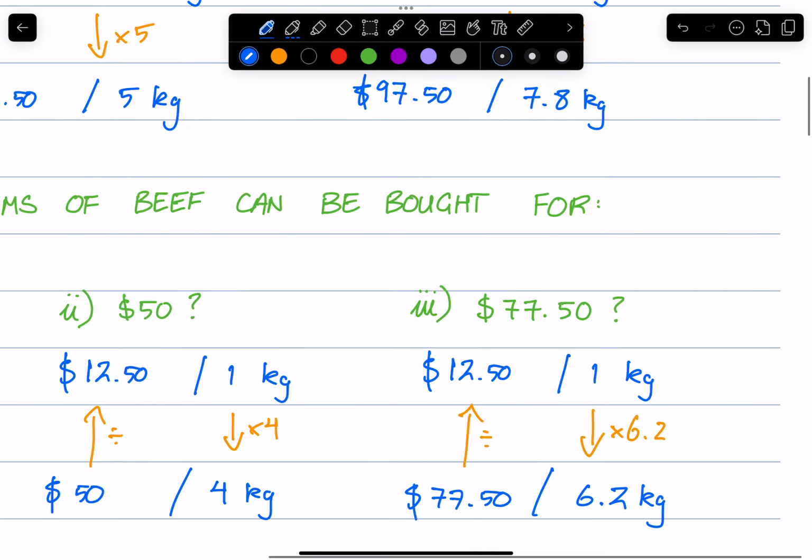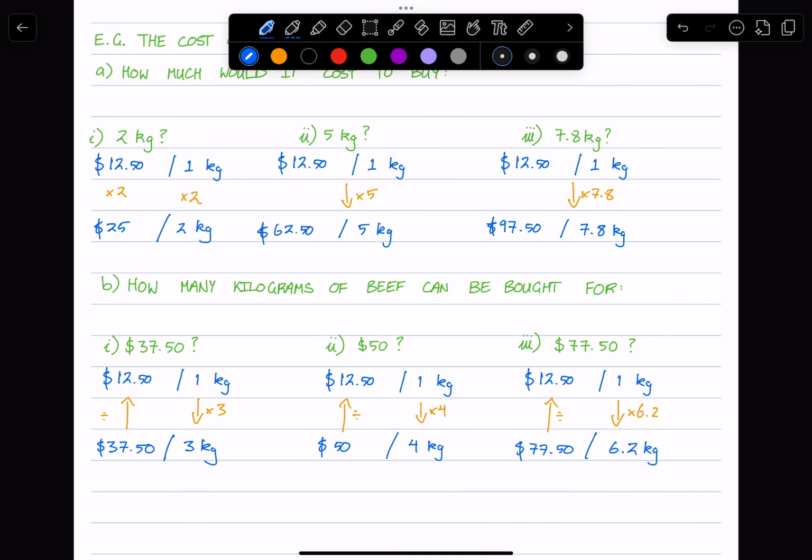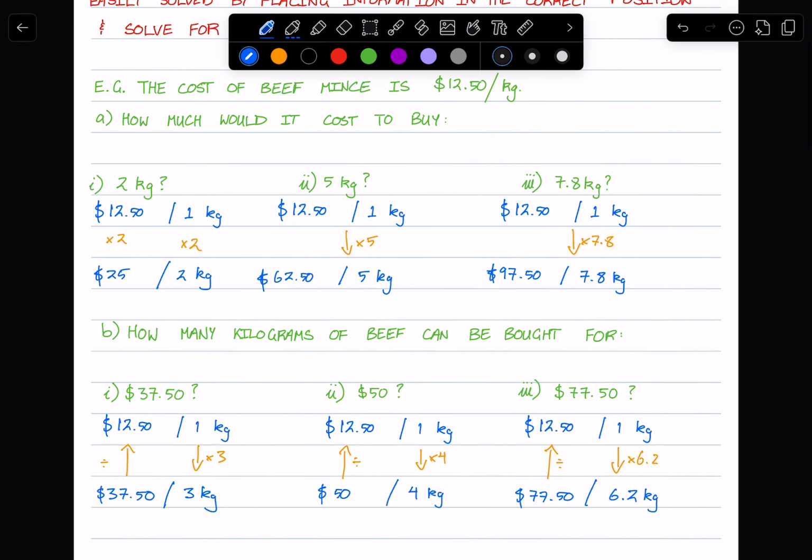All right, so I hope that's given you a quick insight into how we work rates in order to calculate missing values as part of questions.